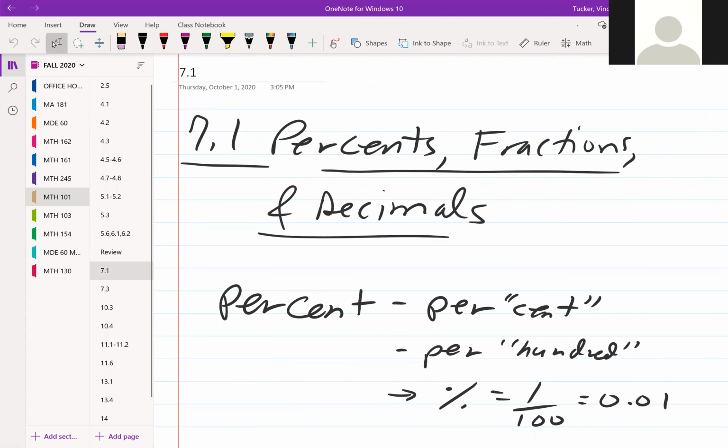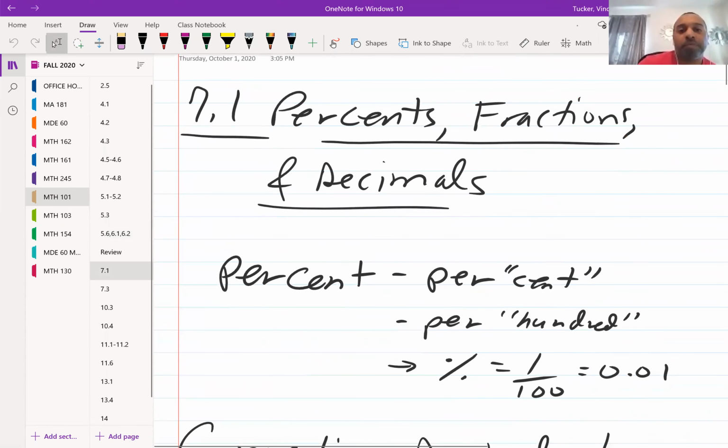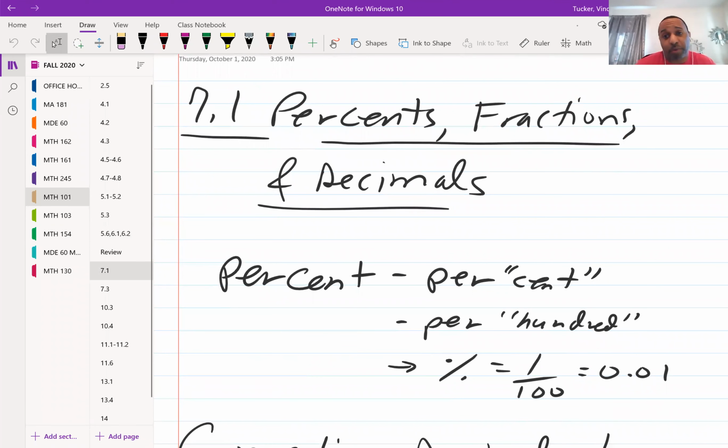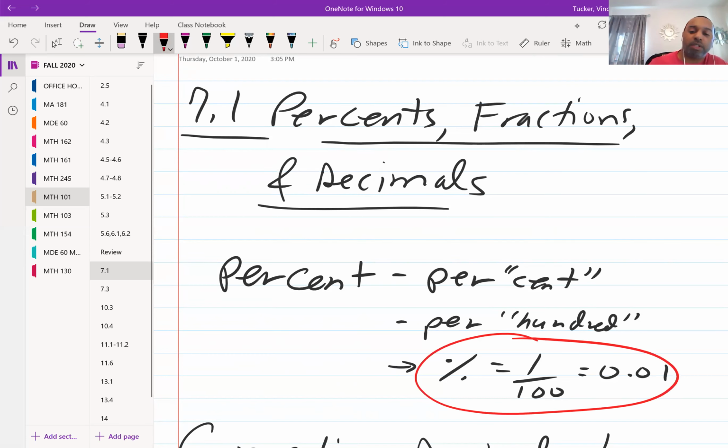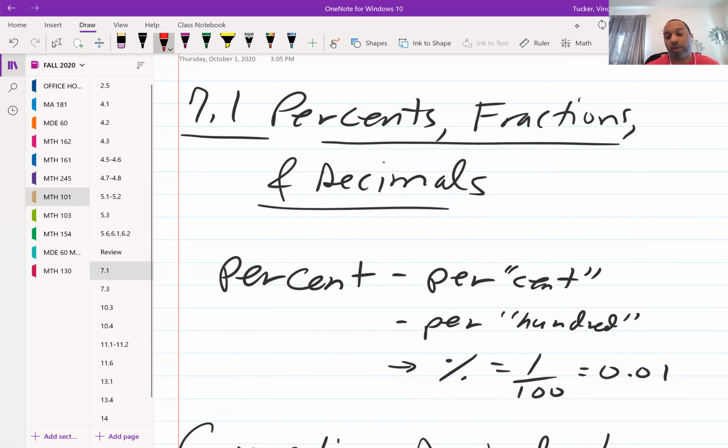So let's look at 7.1, percents, fractions and decimals. So we're talking about percents. That word can be broken up into per and cent, and cent is the prefix for 100. And we see that the percent symbol is equal to 1 over 100, and also equal to 0.01 as a decimal.